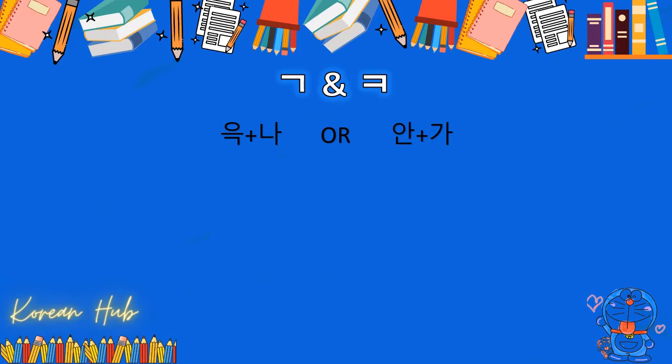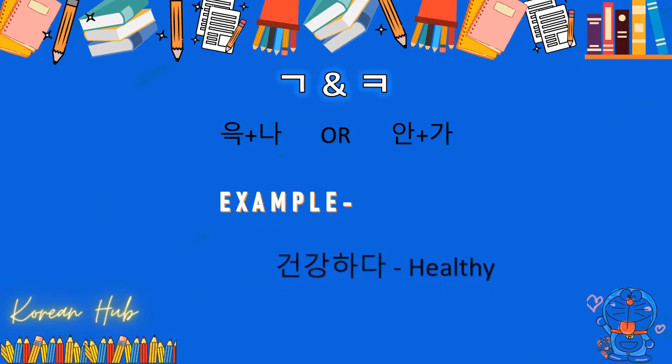When Giyok consonant from the last place of the first character combines with Niyun consonant from the first place of the next character, then the combination produces ung sound. For example, 건강하다.